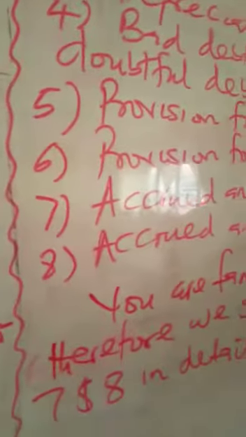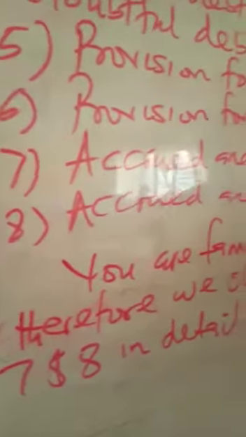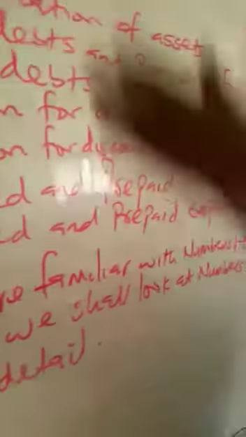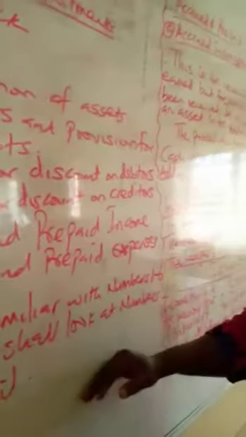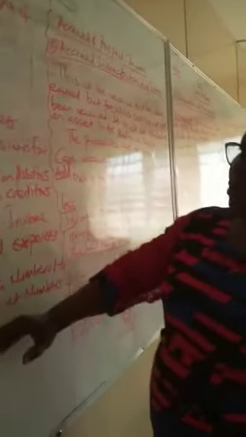Number seven, accrued and prepaid income. Number eight, accrued and prepaid expenses. You are familiar with numbers 1 to 6. So we shall look at numbers 7 and 8 in detail.